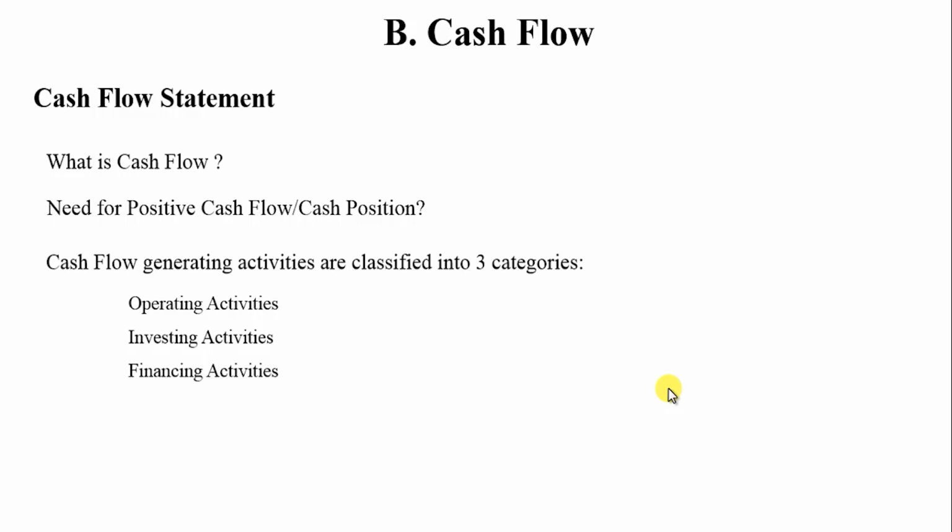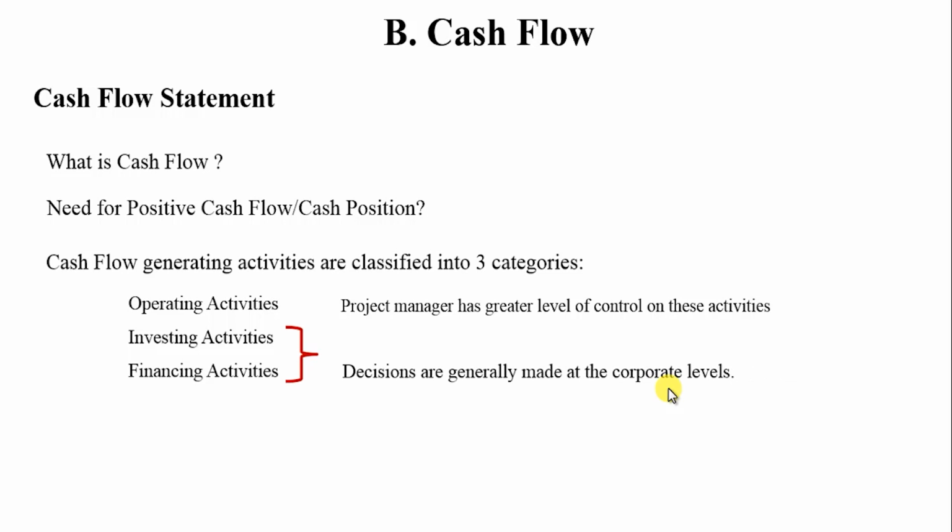But remember one thing: as a project manager, you are mainly concerned with the operating activities because this is the area of activity on which you will be able to exercise the highest level of control. The investing and financing activities, those decisions are mostly taken at the corporate level. However, as we go ahead and see the examples, you'll understand that to a certain extent, even as a project manager, you do exercise some control over the investing and financing activities. But the main area under your control as a project manager is the operating activities related to your project.